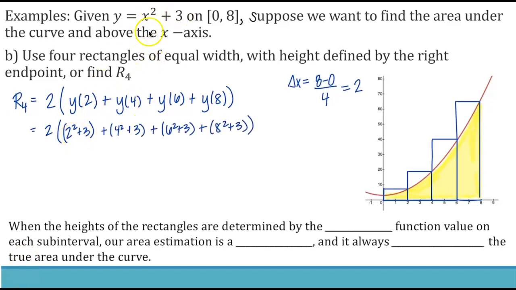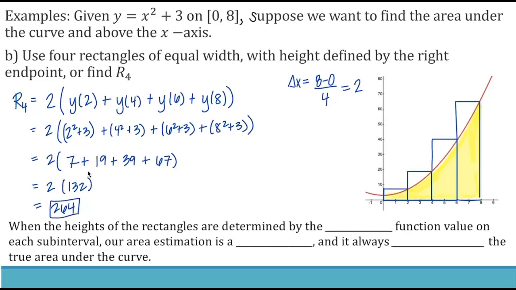So 2 squared plus 3, 4 squared plus 3, 6 squared plus 3, and 8 squared plus 3. And then we'll compute each of those, and then we'll add up each of those values. So we'll have 2 times 132, which is 264. So this is another approximation for the exact area under the curve, but we can see that this is going to be an over approximation.